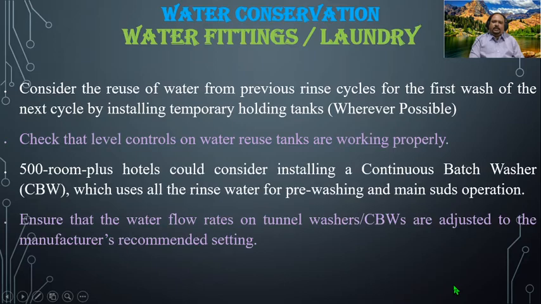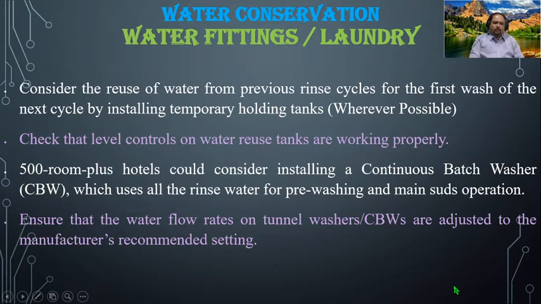Consider the reuse of water from the previous rinse cycle for the first wash of the next cycle by installing temporary holding tanks wherever possible. Check that level controls on water reuse tanks are working properly. Hotels with 500 rooms or more could consider installing a continuous batch washer, that is CBW, which uses all the rinse water for pre-washing and main surge operation.